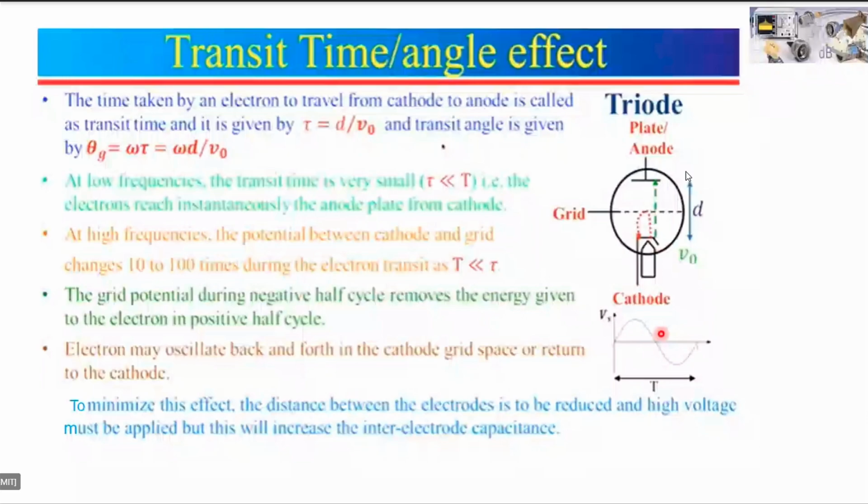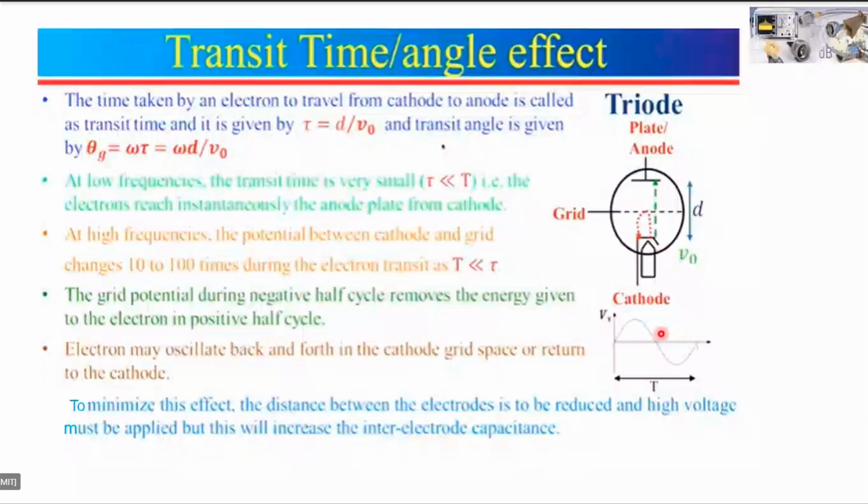For low frequencies, the time period of the input signal is very, very greater than the electron transit time. So what will happen in this case? As the voltage is applied, the electron will get potential energy in the positive half cycle of the input, and they will move to the anode instantaneously before the input changes from positive to negative. Okay, but that was the scenario for lower frequency.